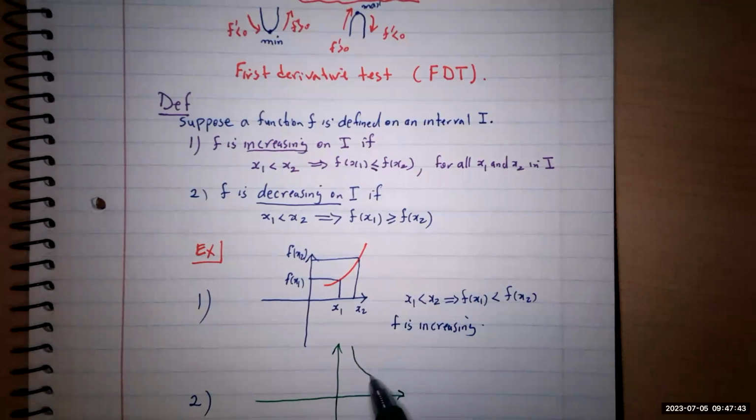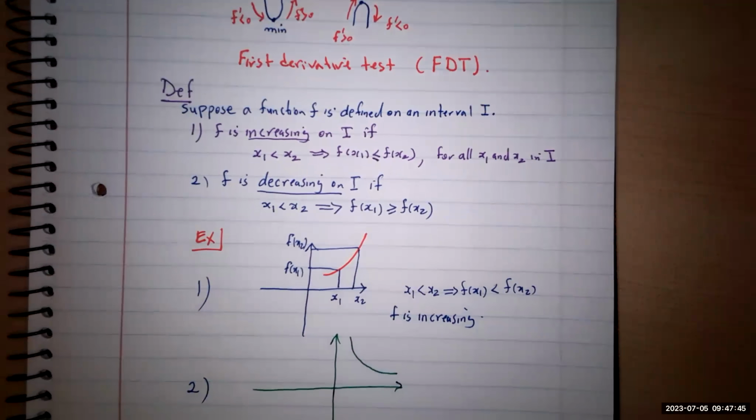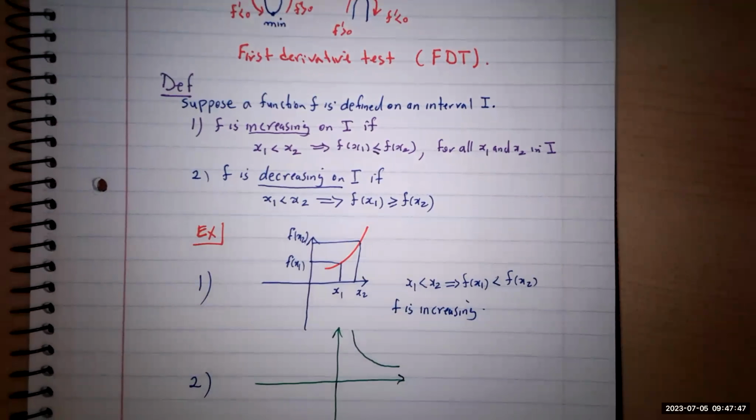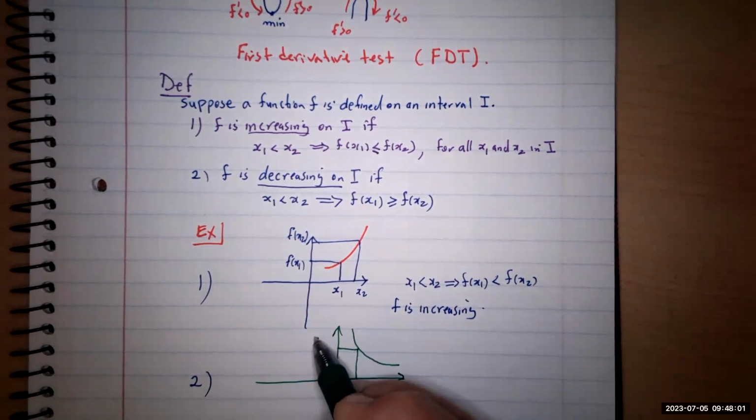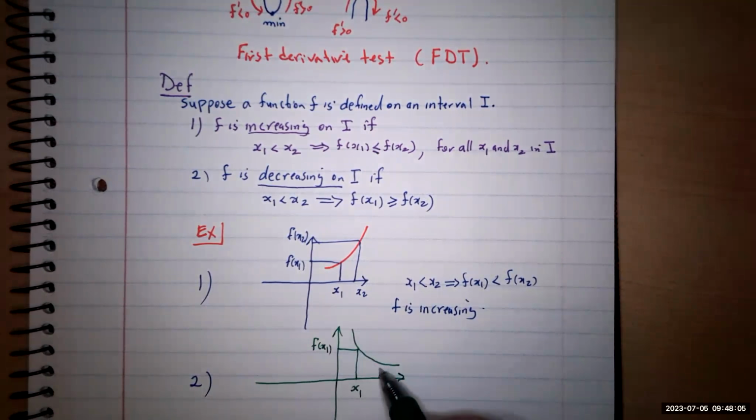This time you're going down. See from left to right, your graph going down, down. So in this case, if you pick 2 points, if this is going to be your x1, and this is going to be your f of x1. But if you get another point, this is x2, and this is going to be your f of x2.